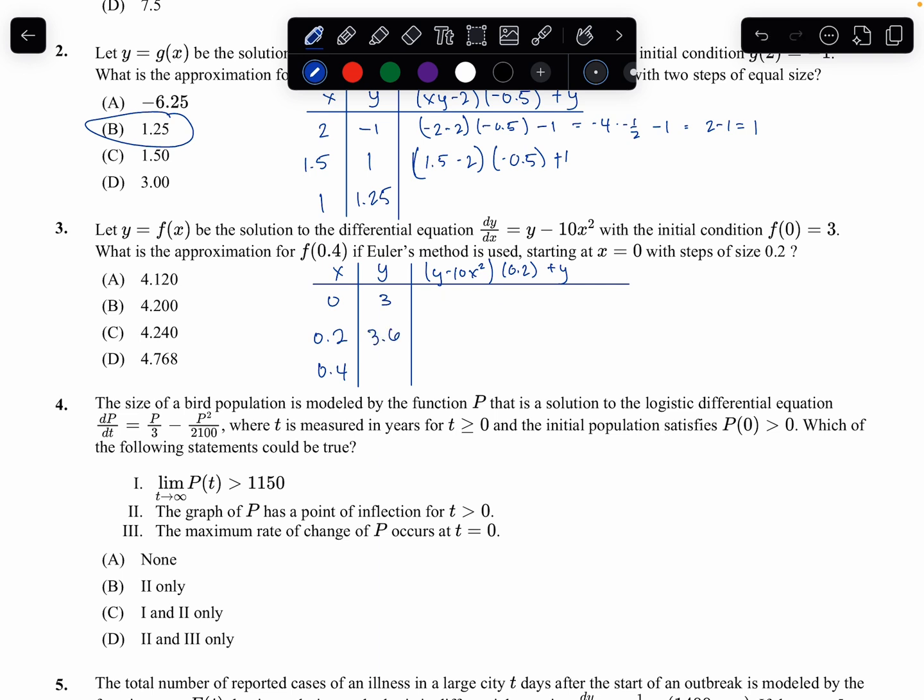And then we're going to have 3.6 minus 10 times 0.2 squared times 0.2 plus 3.6. And I got 4.24, so C.